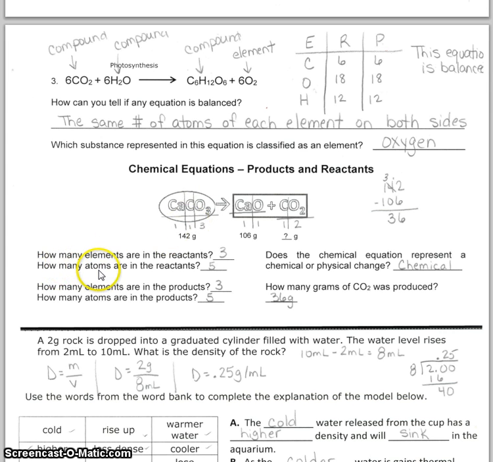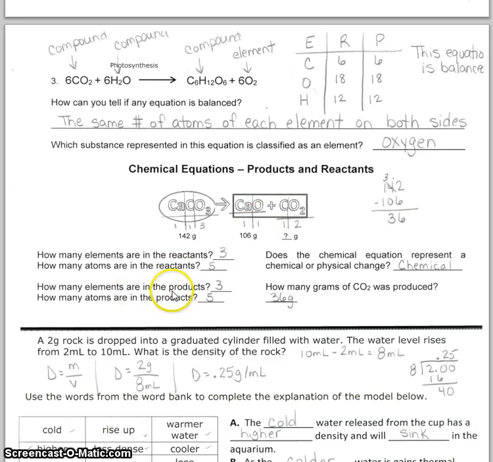How many atoms are in the reactants? So I do my little training wheels. I've got 1 calcium, I've got 1 carbon, I've got 3 oxygen for a total of 5 atoms on the reactant side. Does the chemical equation represent a chemical or physical change? Well, even though I start and end with the same elements, they've rearranged to form new substances. So this is a chemical change.